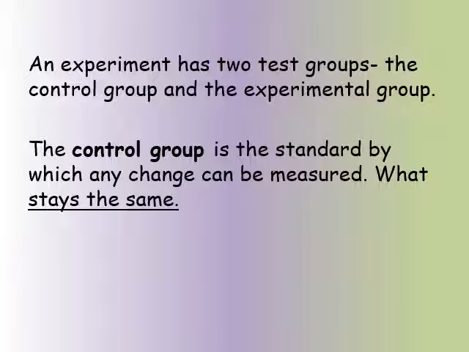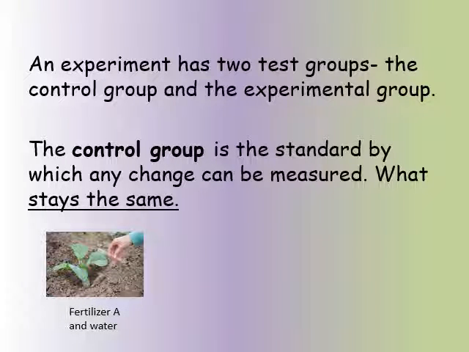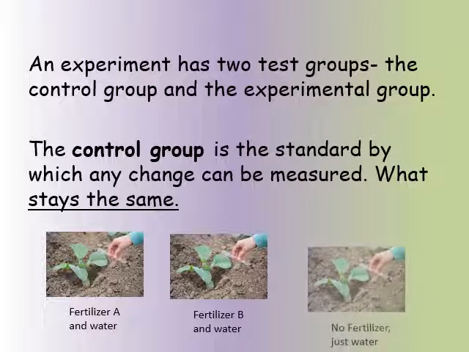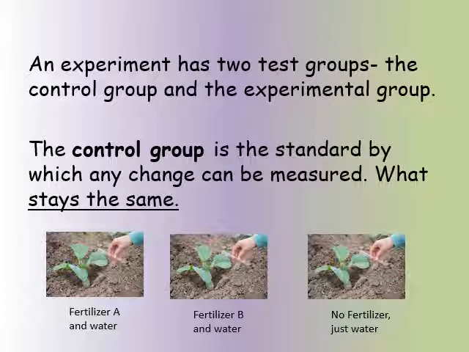For example, let's say I want to test the effect of fertilizer on plant growth. What I would do, on the first plant, I would put fertilizer A. On the second plant, I would put fertilizer B. The third plant would not receive any fertilizer. All it would do is receive water in equal amounts as the other plants. This last plant that receives only water is considered our control group. The 2 plants that receive the fertilizer would then be considered our experimental group.